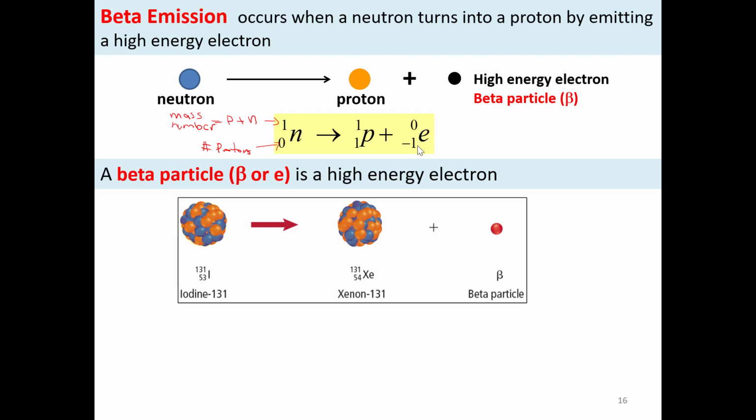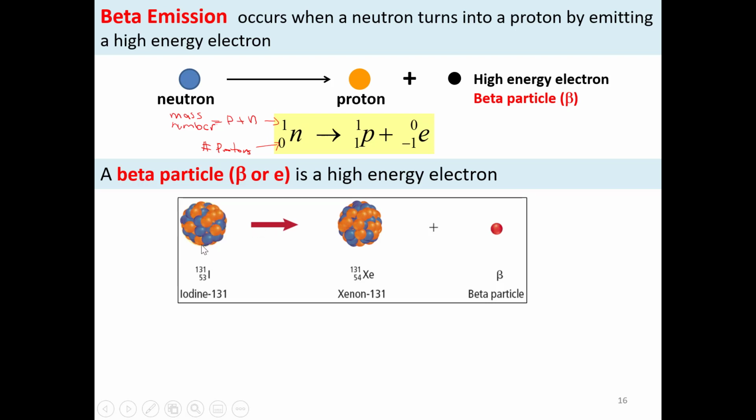Then remember what happens in beta emission is one neutron is turned into a proton plus a high energy electron. And remember when we discussed the mass of the proton and the neutron, there was a slight difference between these two. Because of this slight difference, when the neutron is turned into a proton, we have some additional particle, which is a high energy electron. Then what happens in beta emission?